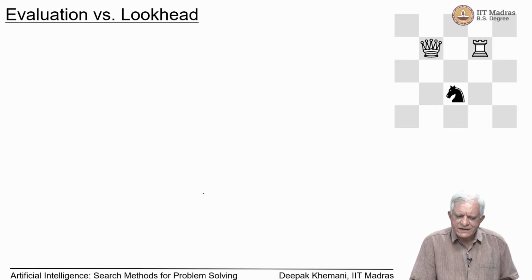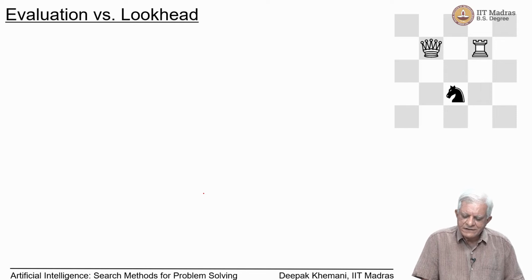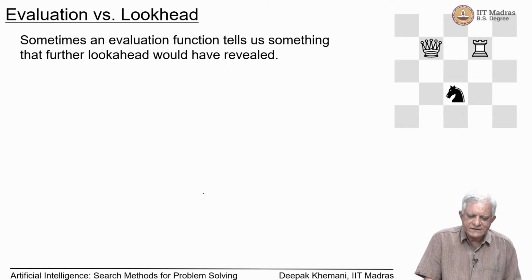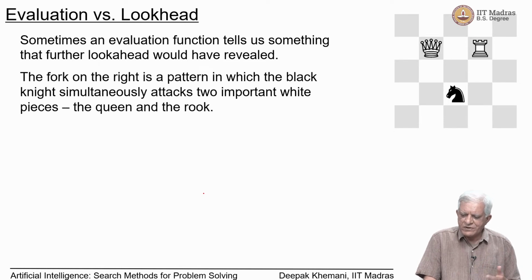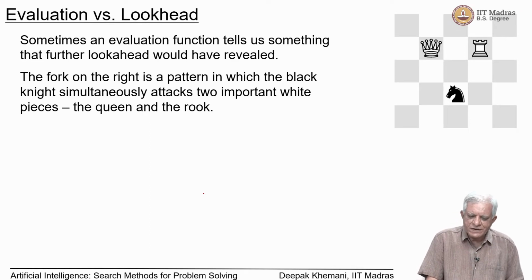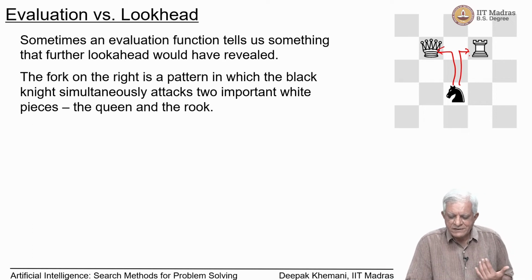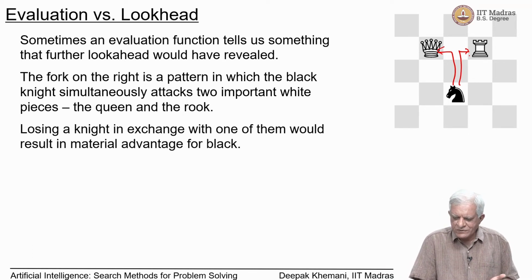There are certain things that you can try and capture in the evaluation function. So, for example, in this position shown on the right, people who know chess will understand that this is a good position for black essentially, which could have been discovered if you had done a little bit of look ahead. So, this particular position is called the fork. It is a pattern in which the black knight is simultaneously attacking the white pieces. As you know, the knight moves in this fashion, so it could go and capture either of these two pieces, and white can only save one of those two pieces.